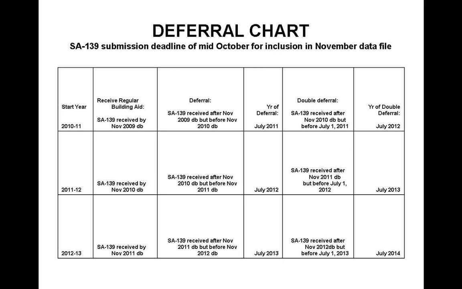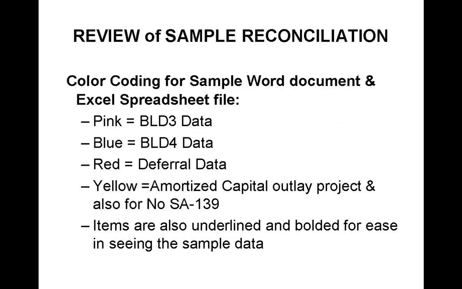Now, to review a sample reconciliation, there's color coding for anyone who had the color printer and was able to print this out in color. Pink for the Build 3 data, blue for any Build 4 data, red for deferral data, and the deferral all happened to be Build 4 in our example that we're doing today. Yellow was the amortized capital outlay project, and also for no SA 139. And the items are also underlined and bolded for ease in seeing the sample data, in case you didn't have a color printer.